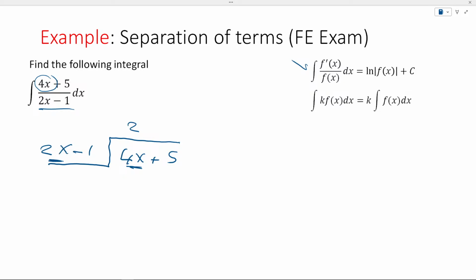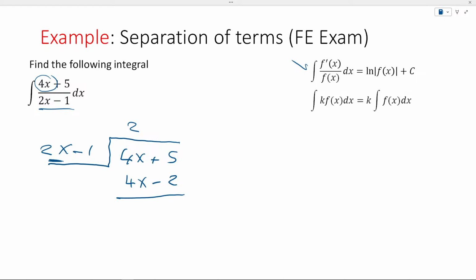And then what you do is multiply 2 times your denominator. It's difficult for me to pronounce this word. Anyway, you multiply this by this, so you get 4x minus 2 here, and then you subtract. So it's like division, but this is called long division.